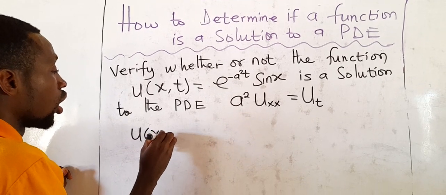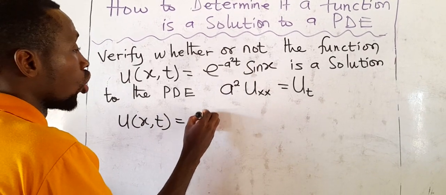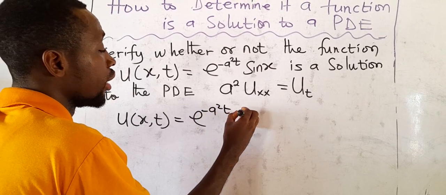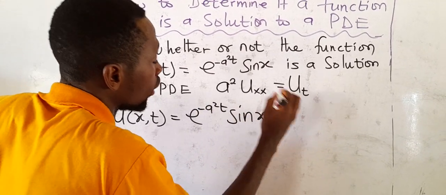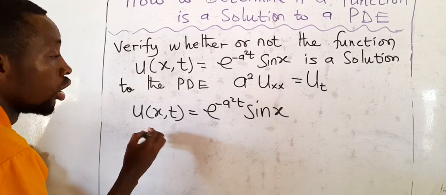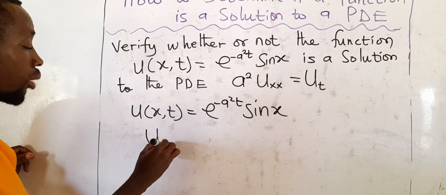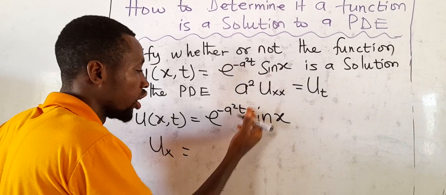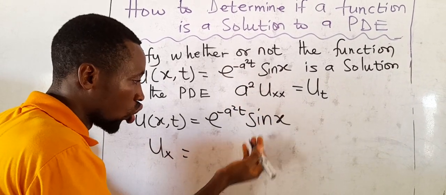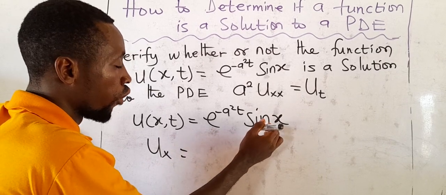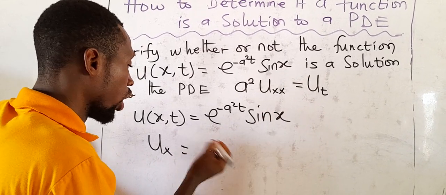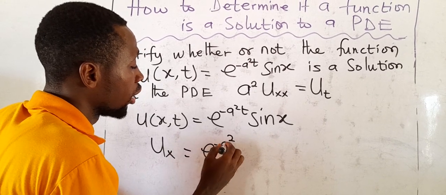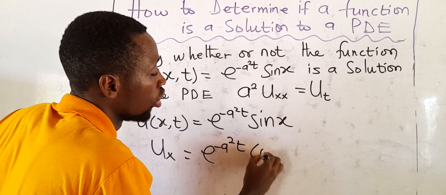Our function u(x,t) is equal to e exponent negative a squared t sine x. So now we want to find the partial differentiation of u with respect to x. Remember, t will be kept constant, so the whole of this is constant. The a squared is also constant. Now when we differentiate sine x, what do we get? We get cos x. So we have e exponent negative a squared t cos x.